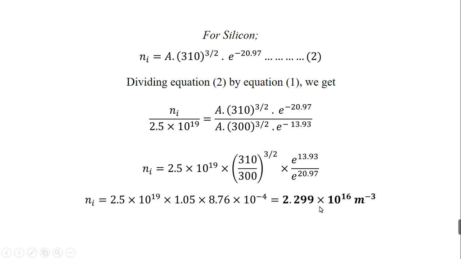Then find out the product of that, and the unit of this will be per meter cube. So the answer comes out to be 2.299 into 10 raised to 16 per meter cube. So this is the concentration of electron hole pairs in silicon.